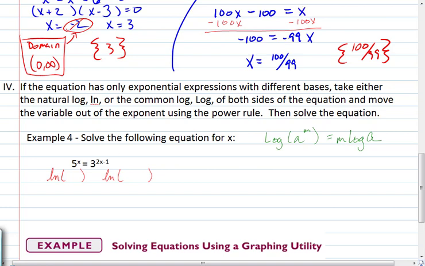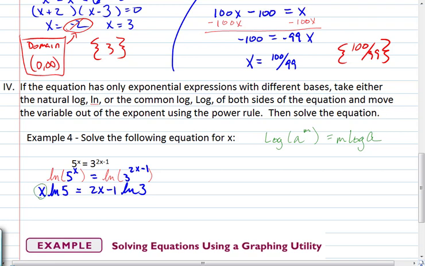What was on this side was 5 to the x, and over here we had 3 raised to the 2x minus 1. So when I rewrite the left side using the power rule, tell me what to write. What's wrong with this? Okay, let's use the power rule in reverse. If we don't think there's anything wrong with this, then I should be able to use the power rule going back, get back to where I was. So let's try it again.